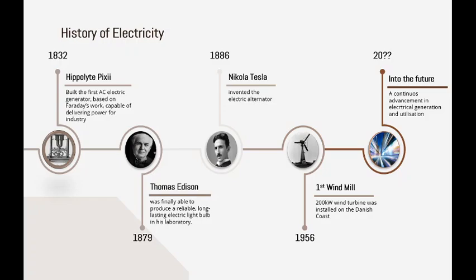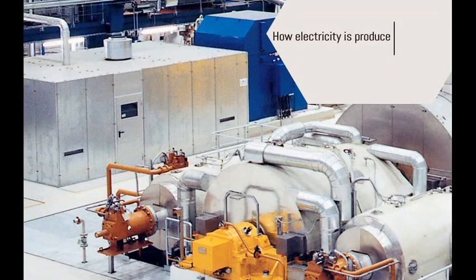Then, as you can see, previously electrical generation was costly, but as time goes on, it becomes cheaper and cheaper. And also the utilization of electricity, from simple motors to now complex robotic systems. So that is for the future of electricity. Now let's go to how electricity is produced.